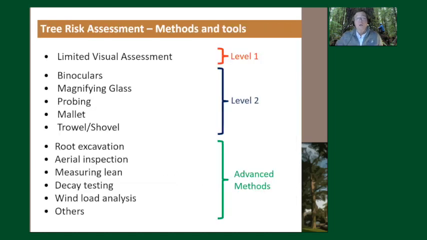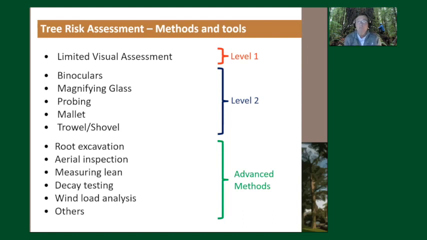So if we look at how we actually do these tree risk assessments, the limited visual assessment, level 1, is fairly obvious. We may be looking very quickly and very cursory, and we can only see blatantly obvious risk issues with trees. With a level 2, we are going to do a much more thorough examination, and we may use some simple tools, things like binoculars or a magnifying glass, maybe a probing tool to look at cavities, certainly a mallet or a hammer for sounding, and sometimes we may dig around a bit at the base of the tree.